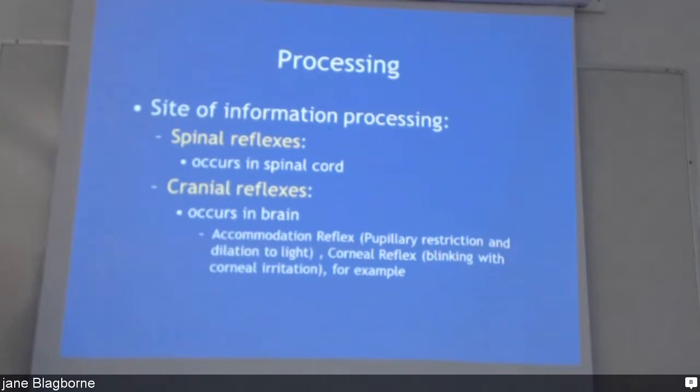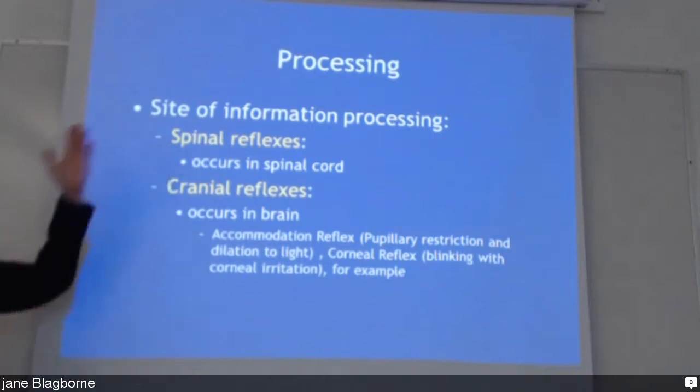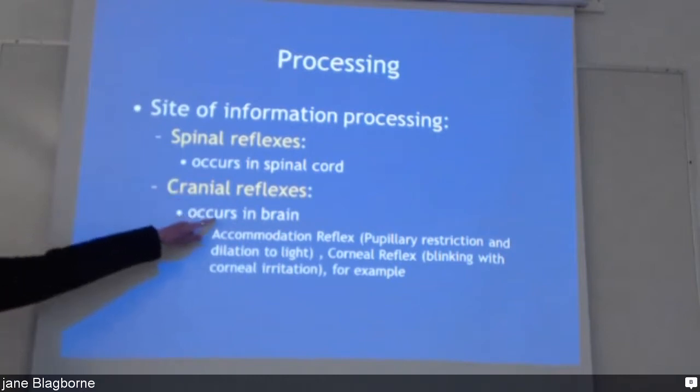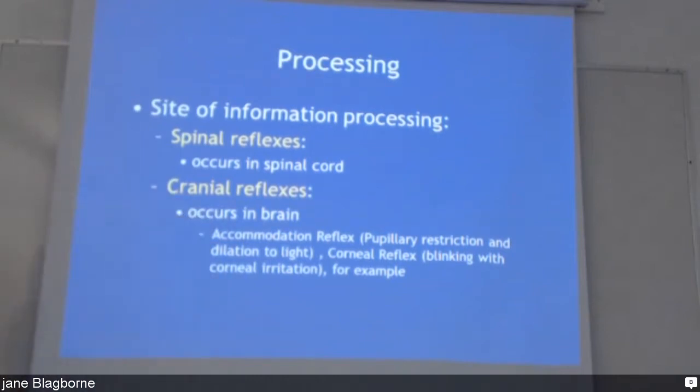Okay, processing. The site of information processing. Spinal reflexes occur in the spinal cord. Obviously, cranial reflexes occur in the brain. So cranial reflexes would be like going out into the sunlight and your pupils constrict. You don't really have any control over that, but it is a reflex. Blinking as well, it's a reflex, we never think about it. But it's not autonomic. It's a reflex, so autonomic and reflex are different.